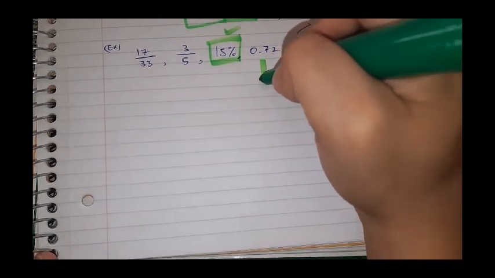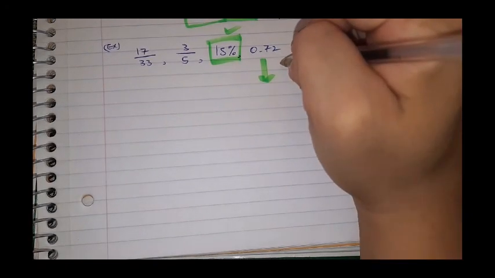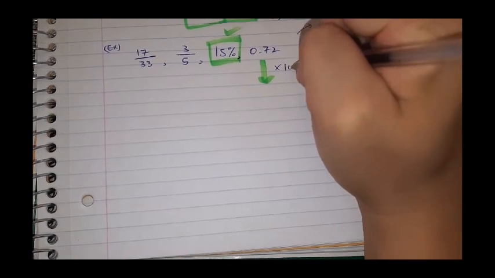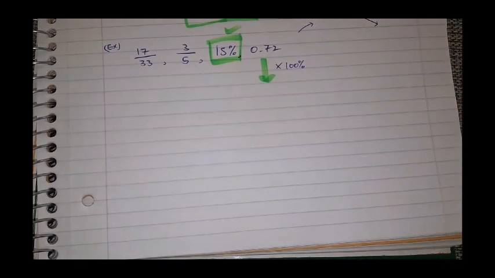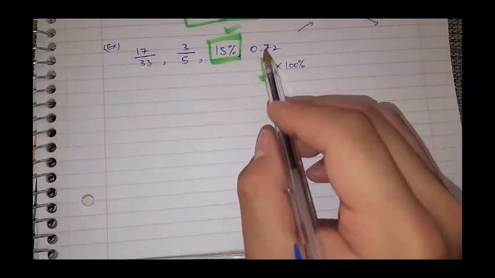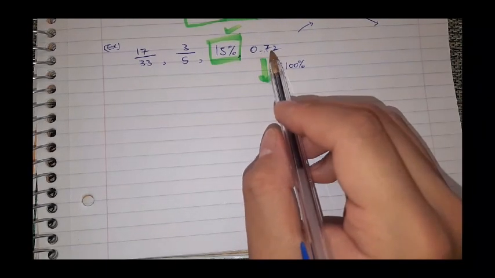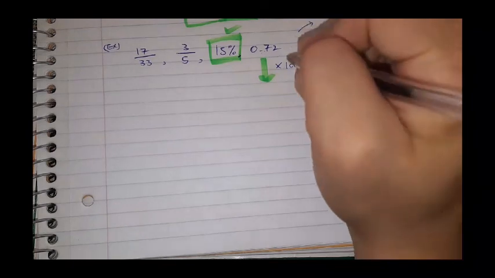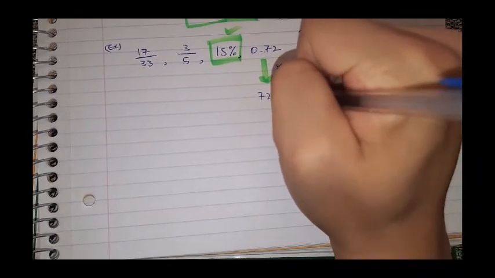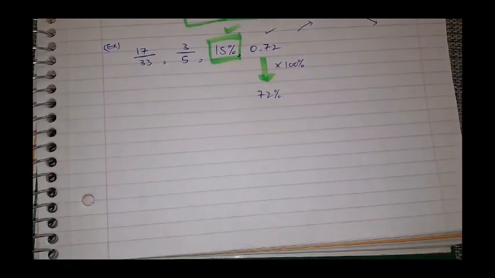But when it comes to decimal, 0.72, when you convert decimal to percentage, you always have to do this operation, which is multiply by 100%. You can use a calculator, or if you don't use a calculator, move the decimal place once and twice to the right side if you multiply by 100, so you can conclude that that's 72%. So we have 2 that are already converted.